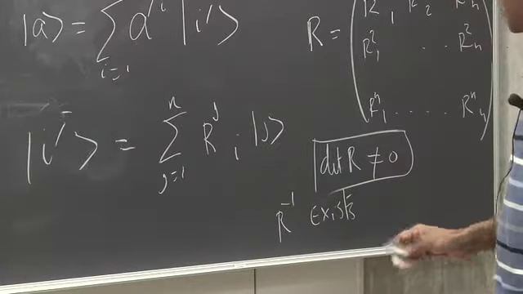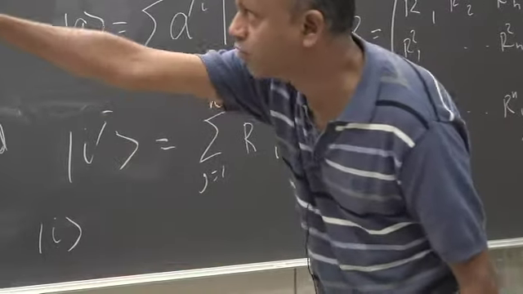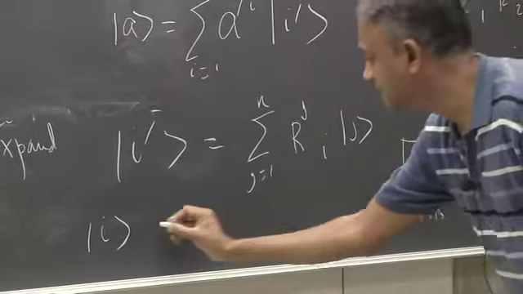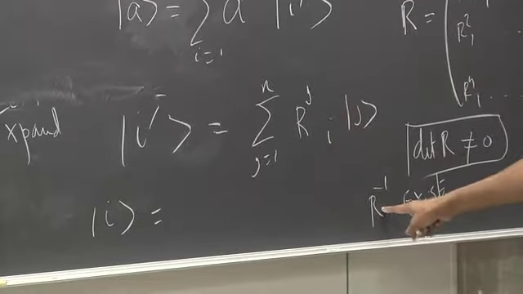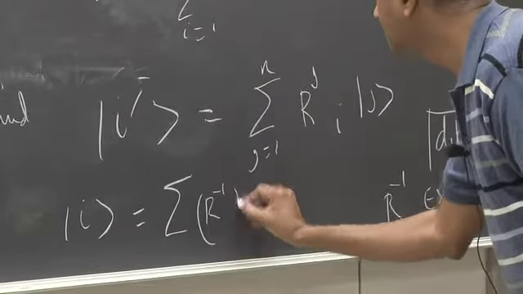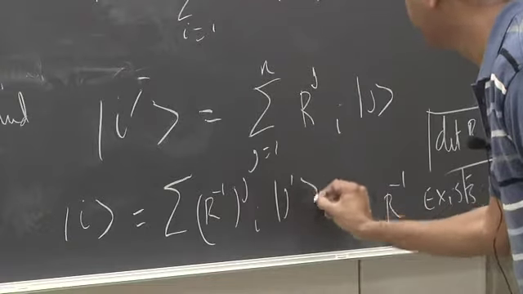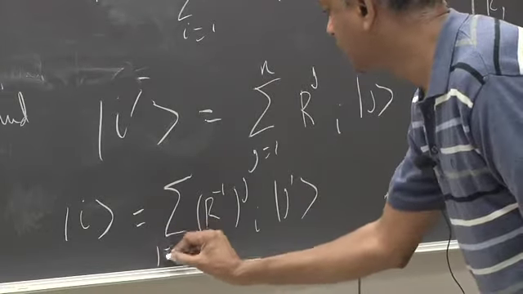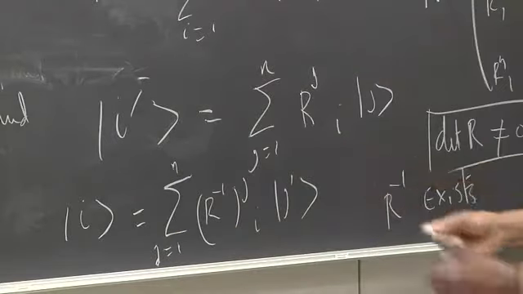Okay? So in other words, what we are saying is that if I expand the old basis vectors in terms of the new basis vectors, then the coefficients which will appear will be the coefficients appearing in this matrix, R inverse matrix. So this will be R inverse J prime, J going from 1 to n. So this is the inverse map.